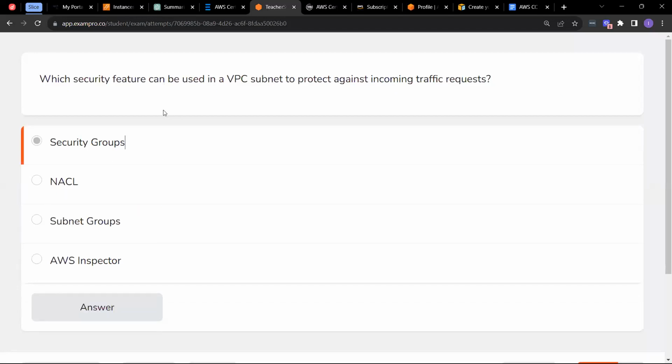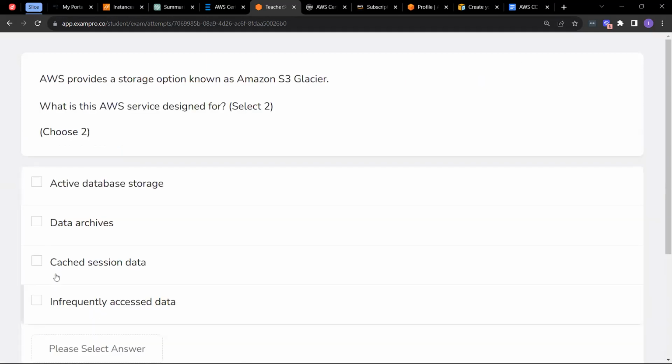Which security feature can be used in a VPC subnet to protect against incoming traffic requests? ACL. Okay, so yes, that is NACL, the network ACL. The NACL works at the subnet level. The security groups work at the instance level. Good.